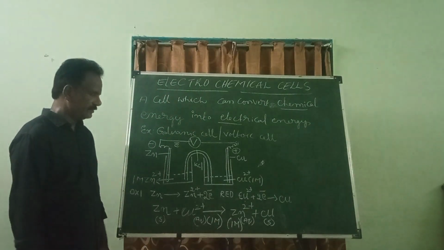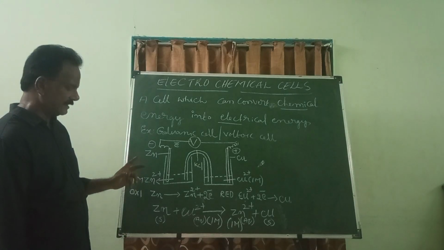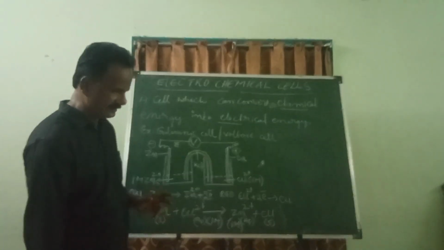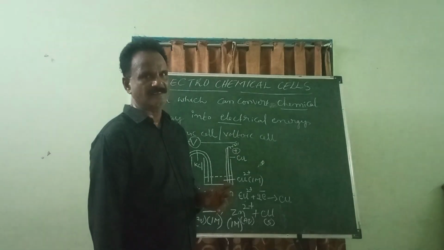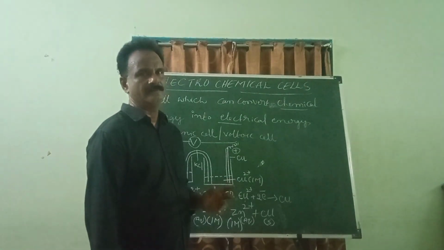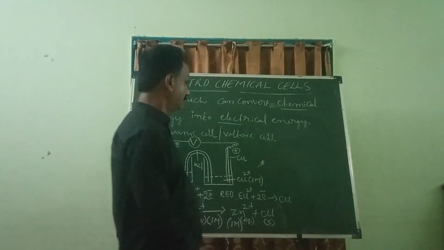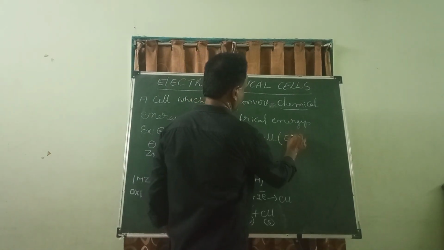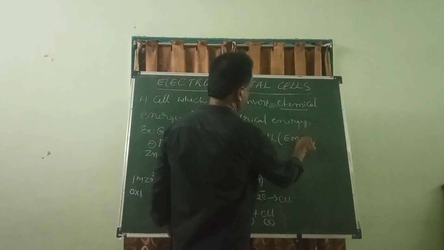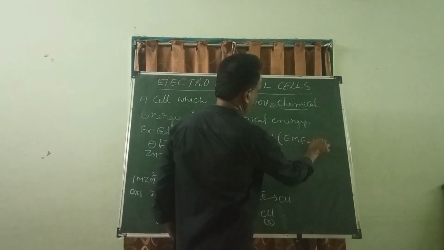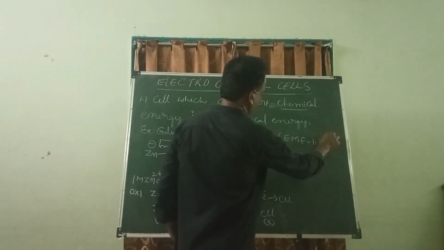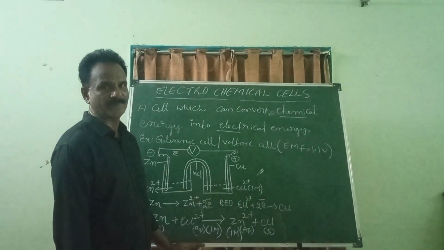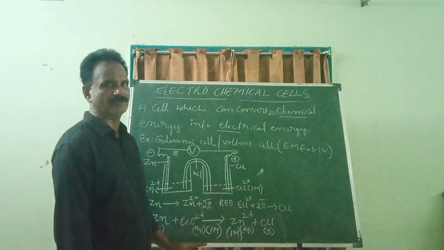Okay. So the EMF of galvanic cell constructed with 1M solutions is 1.1 volt. Okay. That is the net reaction taking place in galvanic cell or electrochemical cell.